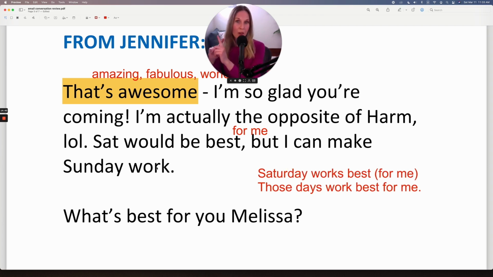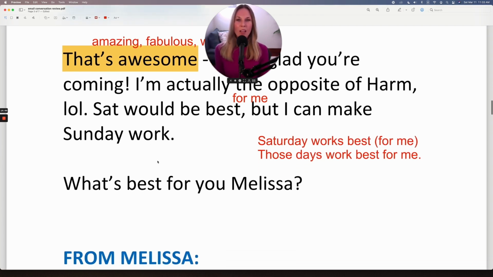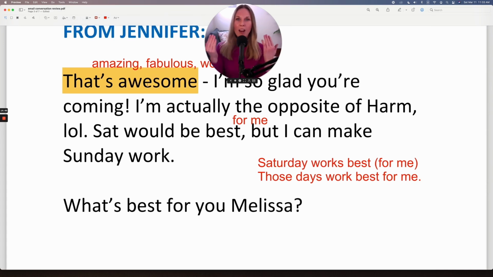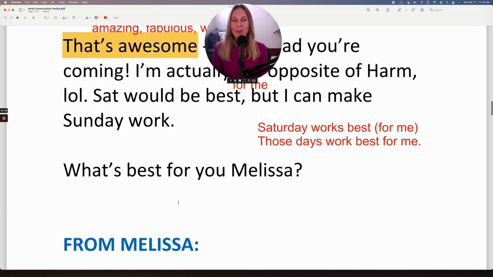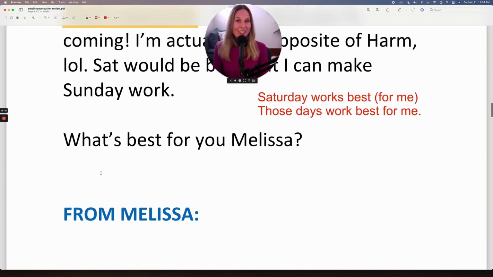Okay, so I'm the opposite of Harm. Because Harm and I don't agree, we don't see eye to eye, that's a good expression, I turned it to Melissa to make the decision. What's best for you, Melissa? Oh, kind of sneaky of me. I put Melissa in the difficult position of having to decide. What's best for you, Melissa?